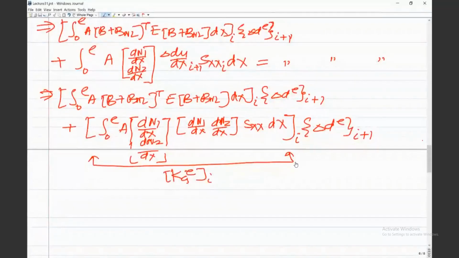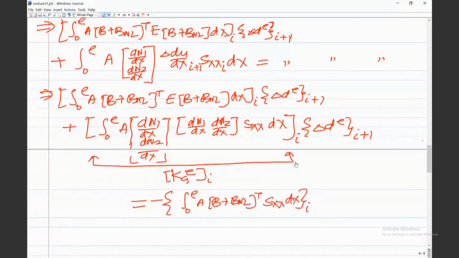So this is what you have, and on the right side is equal to those terms: integration 0 to L, we will have this (A B plus BNL) transpose into Sxx dx, this whole thing evaluated at previous iteration, and plus the external loads, 0 to L H transpose Q dx, plus minus Q1 and Q2. So this is the incremental form of the equation.